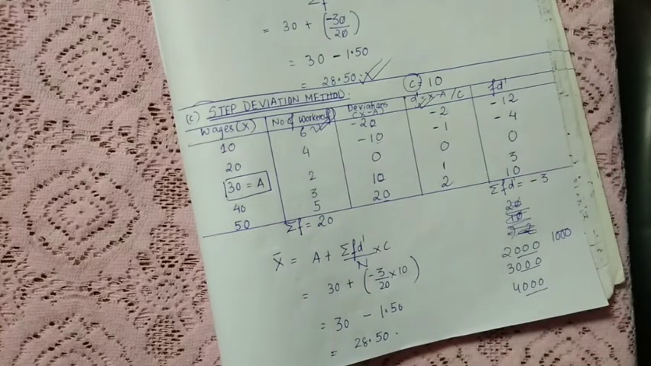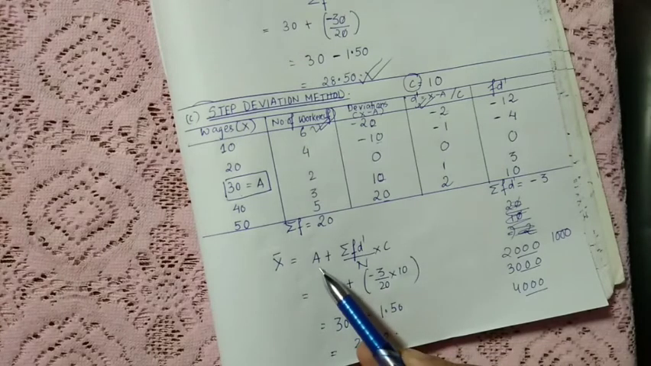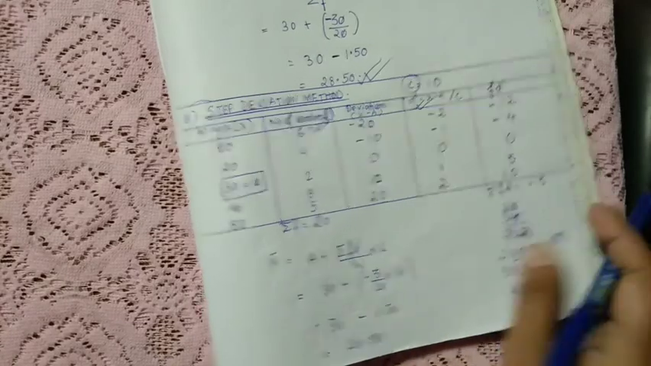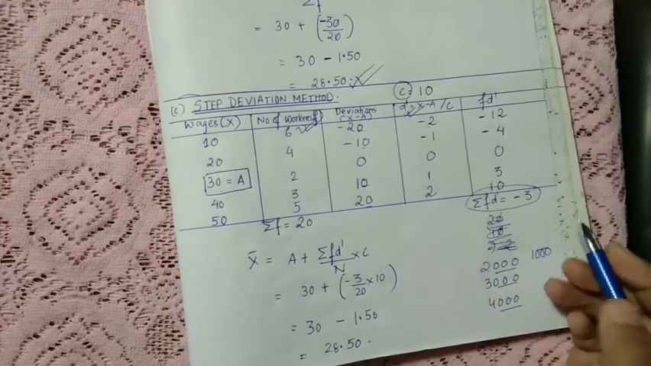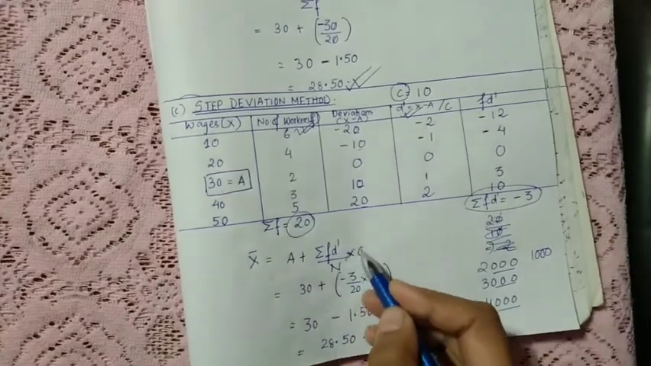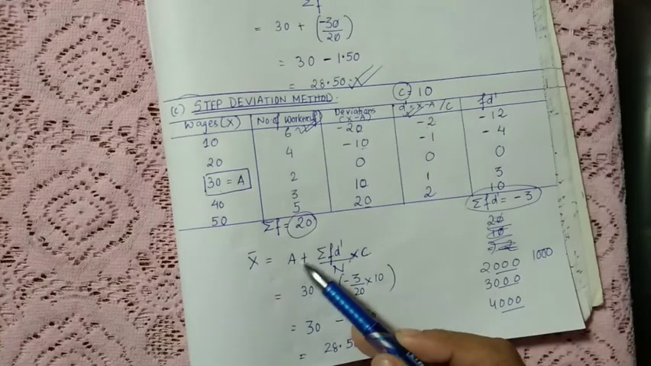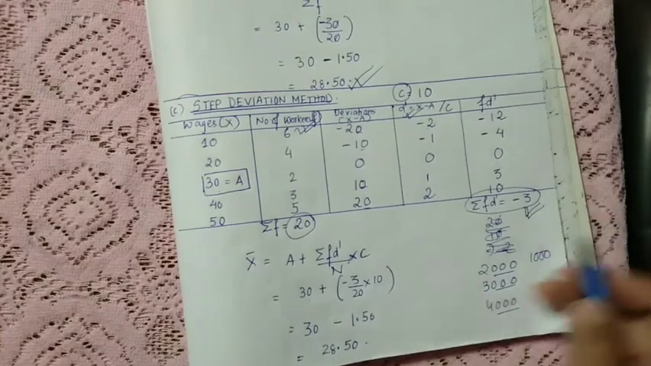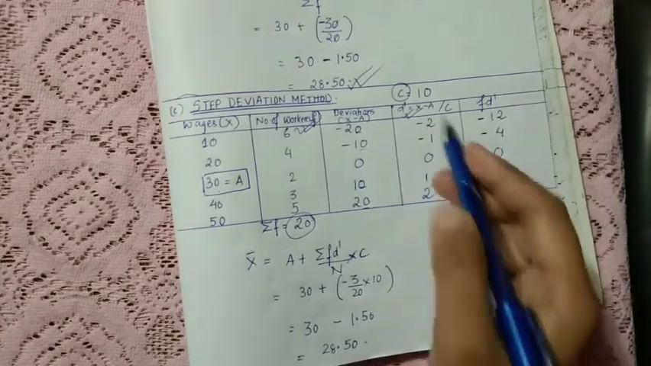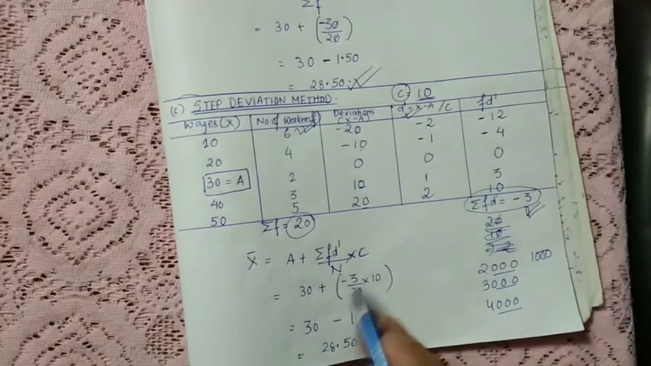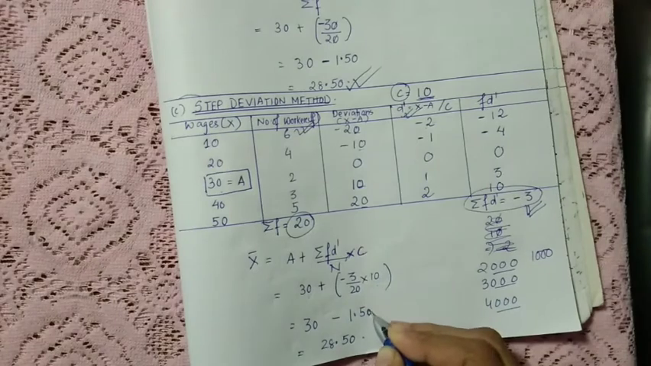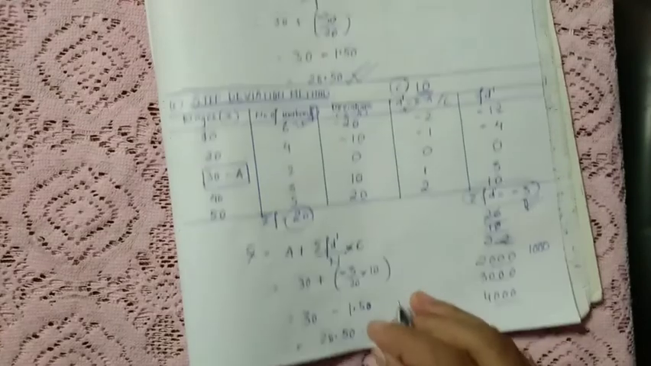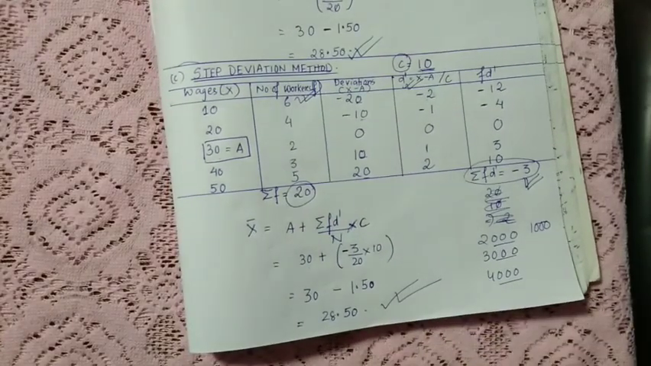So what is the formula for the mean using the step deviation method? It is assumed mean plus sigma fd dash by n into c. That is, the assumed mean plus this value divided by this value, into c, the common factor. The assumed mean was 30, sigma fd dash is minus 3, by 20, into the common factor 10. If you calculate this, you will get 1.50 and the value will be negative. So 30 minus 1.50, you will get 28.10. I hope it is clear.